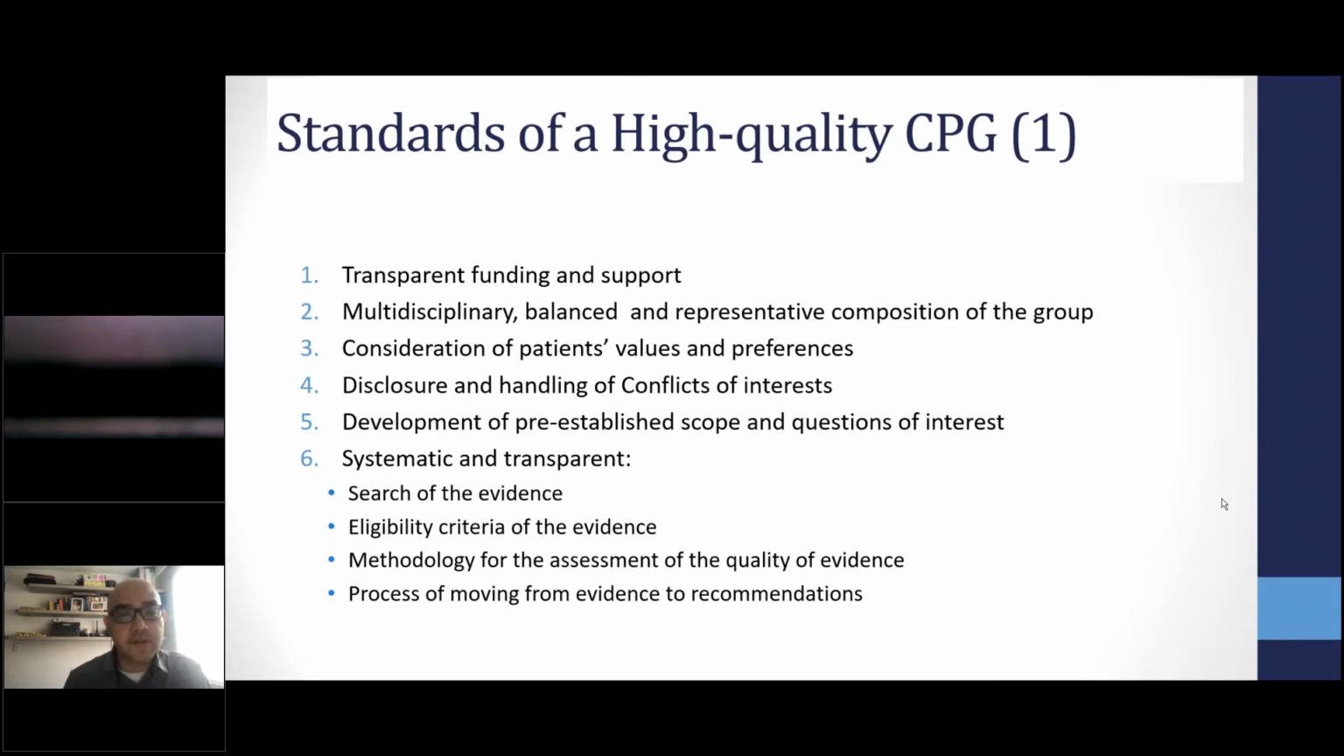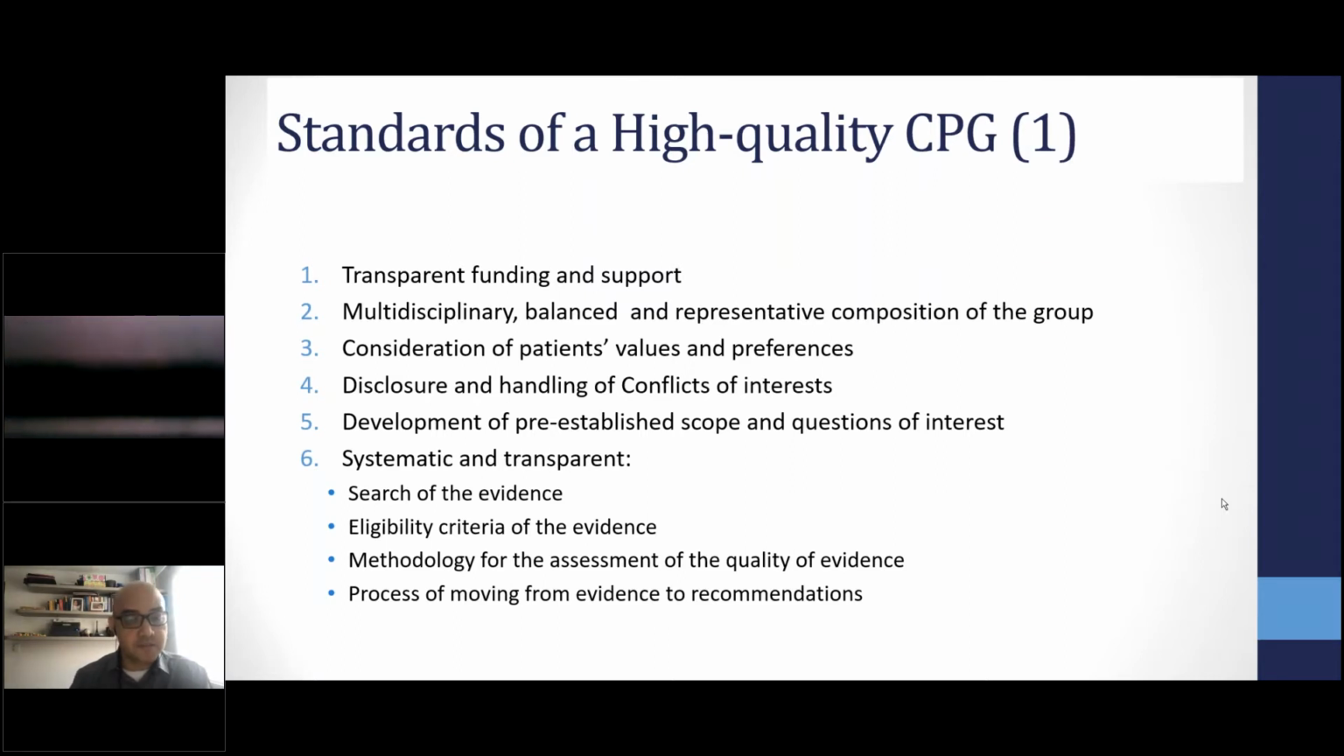The development of a pre-established scope and questions of interest. Before starting, guidelines should be very clear about what the scope is and what questions are going to be covered. That's a new recommendation that we are encouraging guideline authors to follow: registering guidelines, as we usually do for systematic reviews and clinical trials. So a pre-established scope and pre-established questions are a key element for a high quality guideline as well.